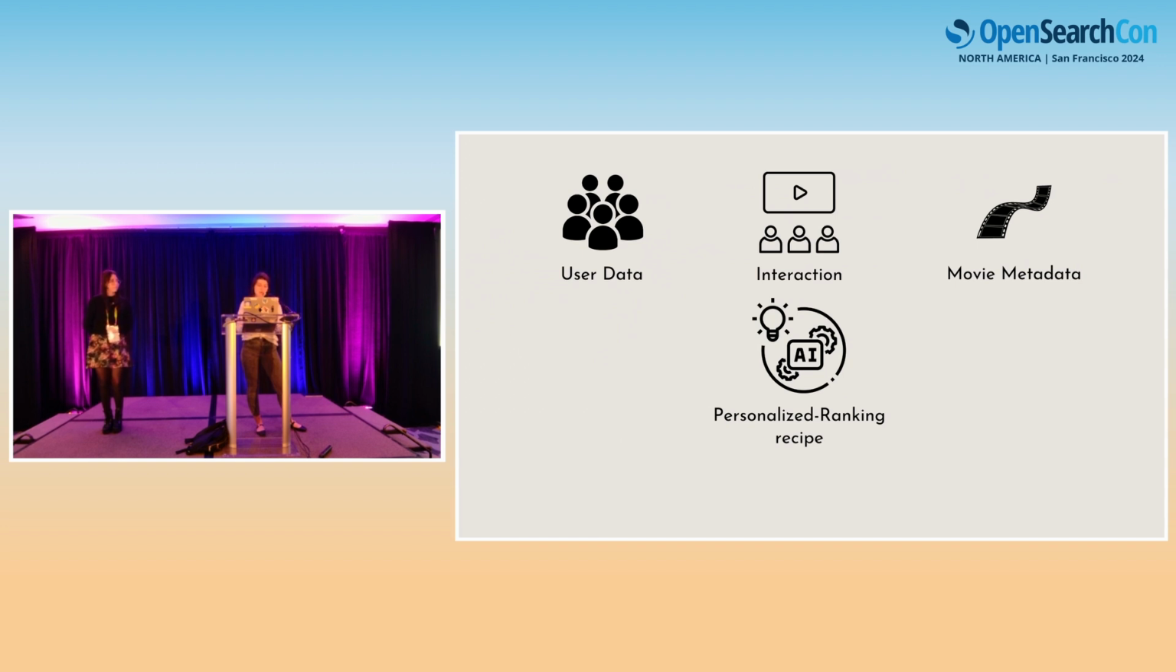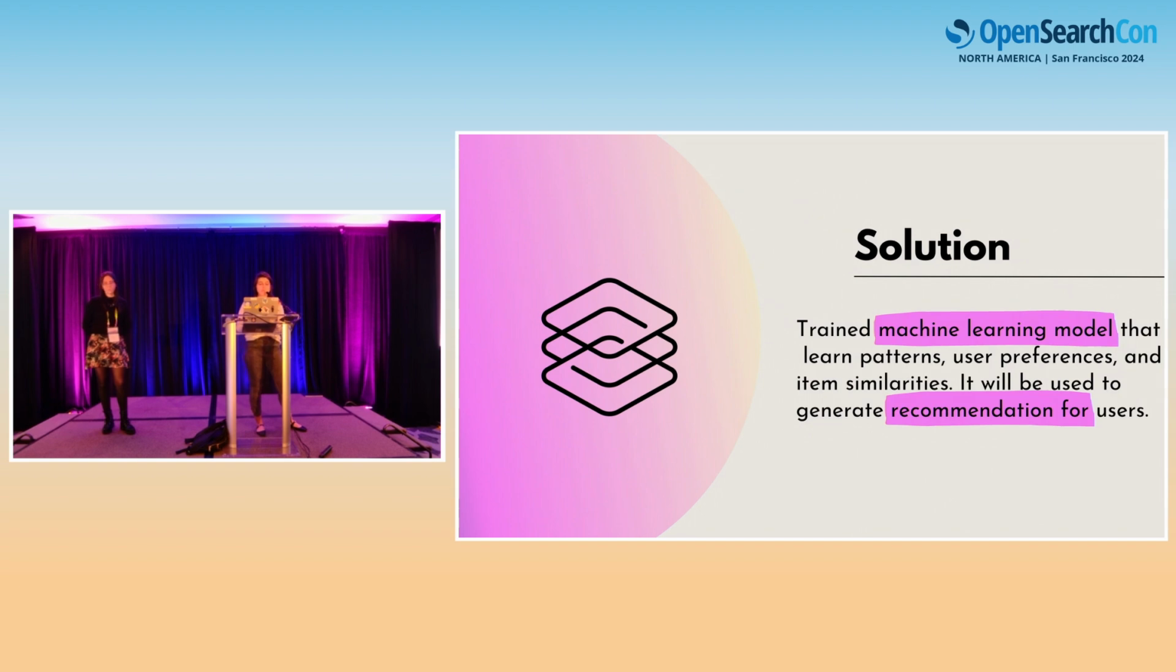And at this moment, our model will be trained, and it will create a solution. Basically, this solution represents all the information that it learns, for example patterns, user behavior, and item similarities. And this will be used to generate recommendations for our users.